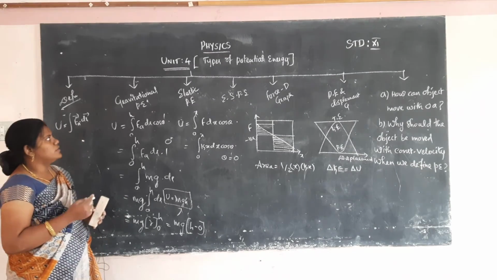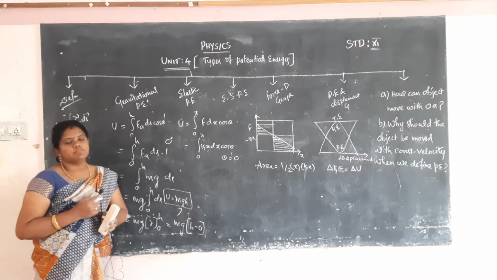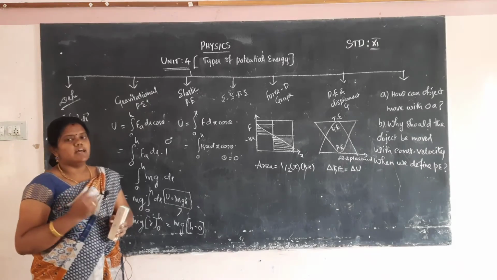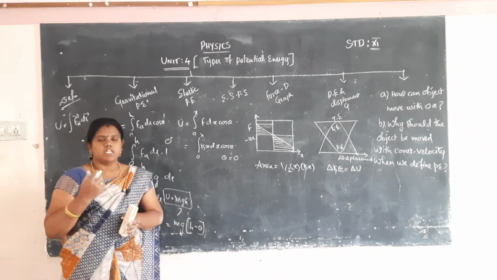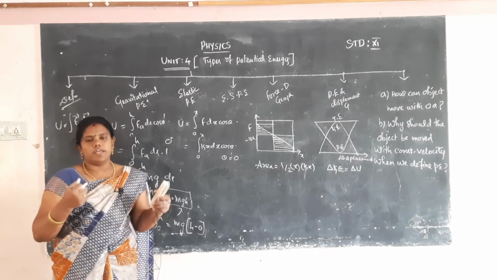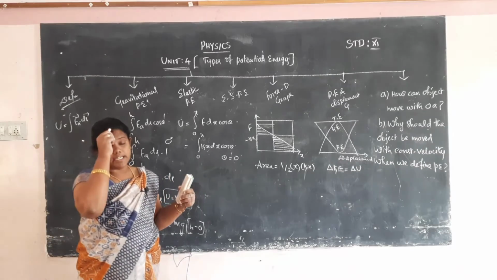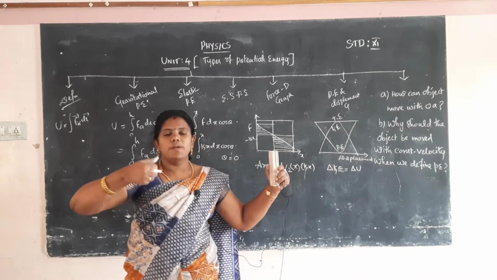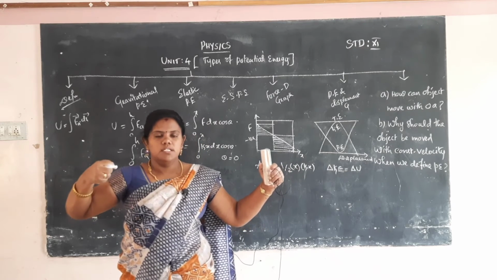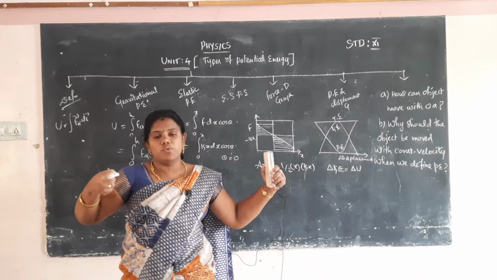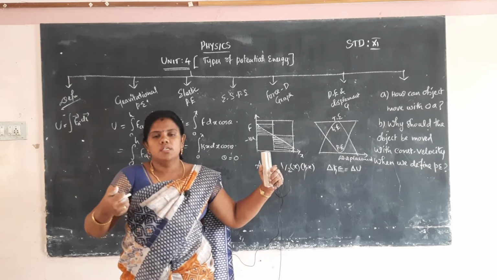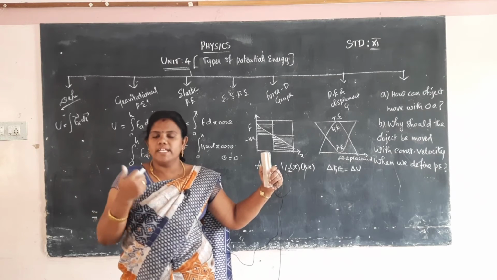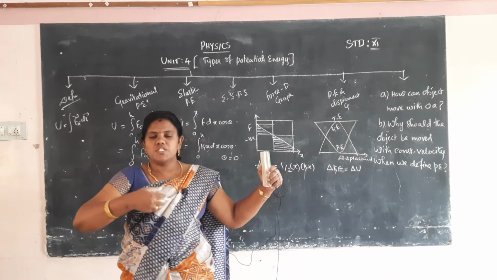Next we will go for elastic potential energy. Already I told what is the meaning of elastic potential energy. We are taking one spring. One side will be attached to a rigid support, and on the other side we apply one force, which is called the deforming force. We apply force on one end of the spring and it will be stretched.